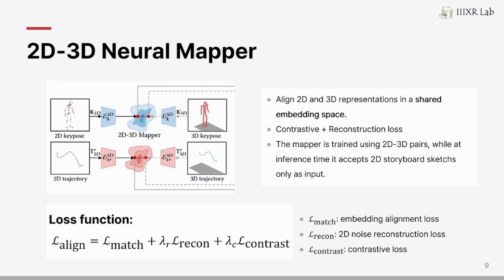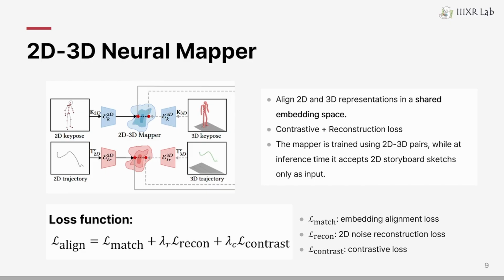During training, the model learns from paired 2D-3D data, for example, 3D motions and their corresponding 2D projections. However, at inference time, the system accepts only 2D storyboard sketches as input. The mapper then projects these 2D inputs into the shared 3D embedding space, allowing the generator to synthesize 3D motions conditioned on purely 2D information.